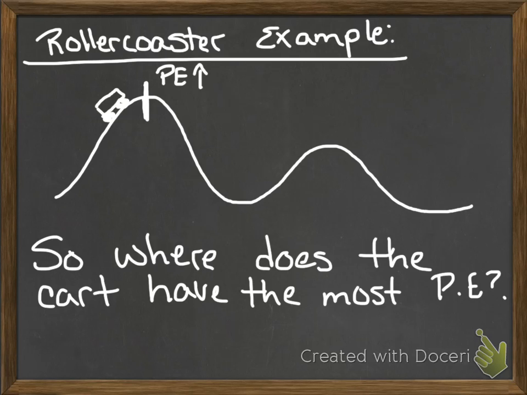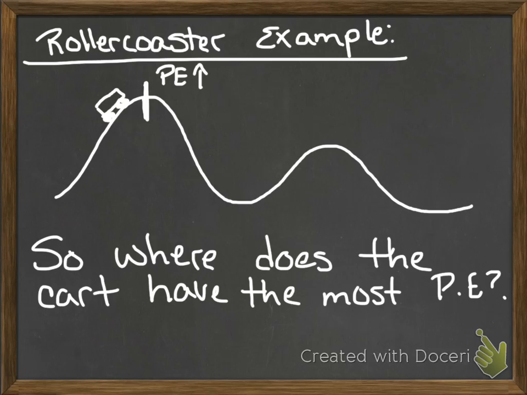So I think everybody would tell me that the cart has the most potential energy right there at the top of the first hill, because that's the highest hill. So it's mass times gravity times height. The mass of the cart doesn't change, gravity doesn't change, but the height changes. So we go to where the highest hill is. So that's where there's going to be the most potential energy.